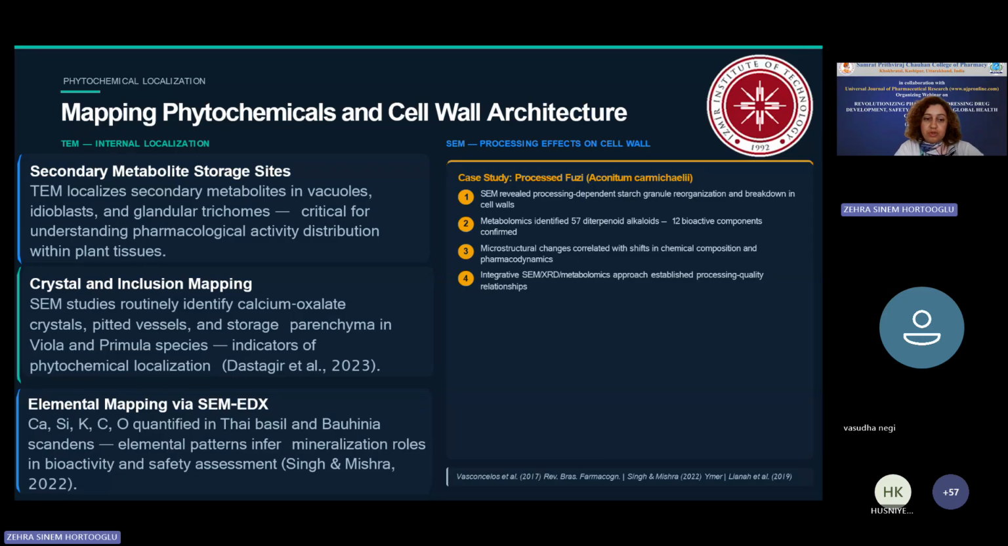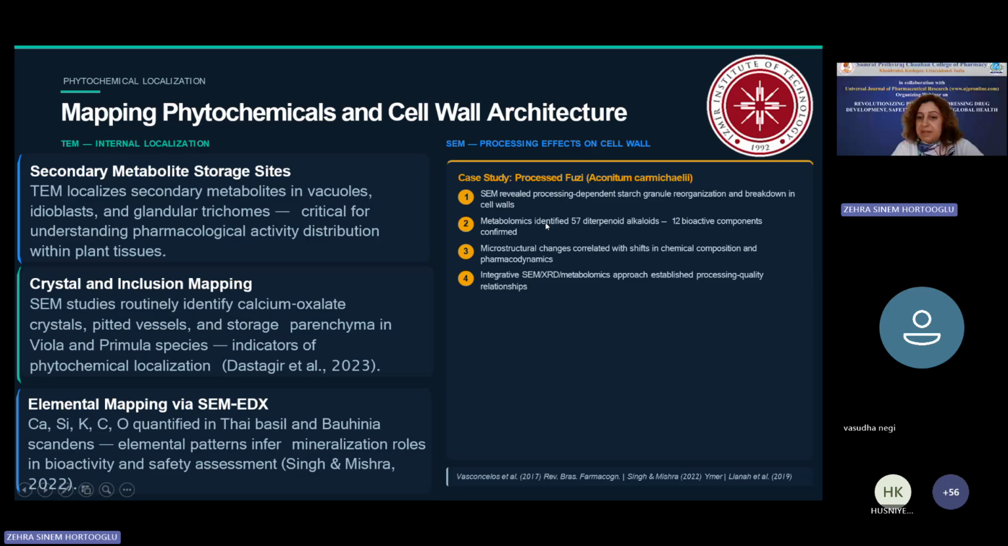Some studies routinely identify calcium oxalate crystals, pitted vessels, and storage parenchyma in Viola and Primula species, for example, as indicators of phytochemical localization. Elemental mapping via EDX analyzes calcium, silicon, potassium, carbon, and oxygen, quantified for example in tea, basil, or other plants. Elemental patterns inform mineralization roles in bioactivity and safety assessment.